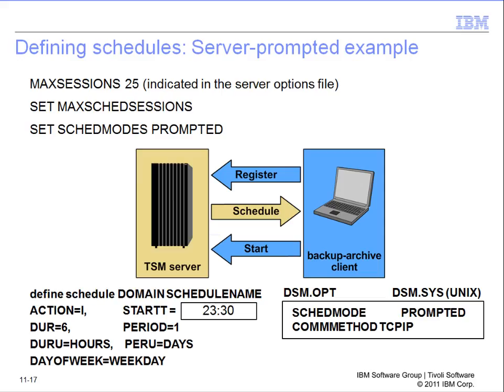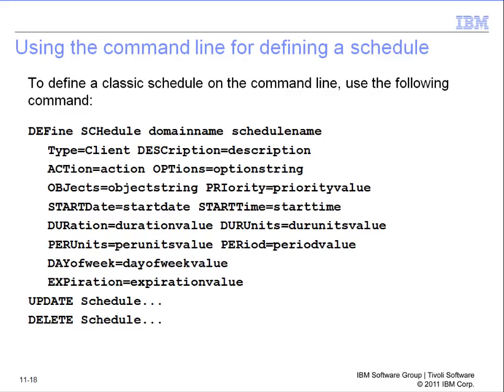So here's an example of doing the command line, defining a schedule for a server-prompted type of scheduling. The backup archive client registers its TCP/IP address with the server, the server sends the schedule to the client, and the client starts the schedule. This is the command line version. In addition to defining schedules, you can update a schedule to make changes, or you can delete a schedule.